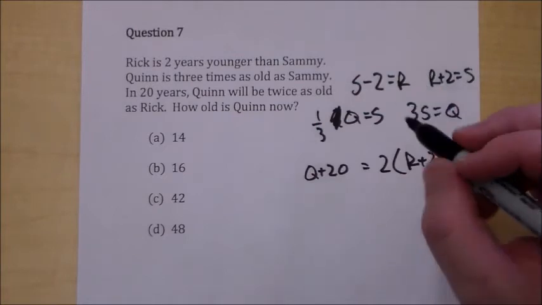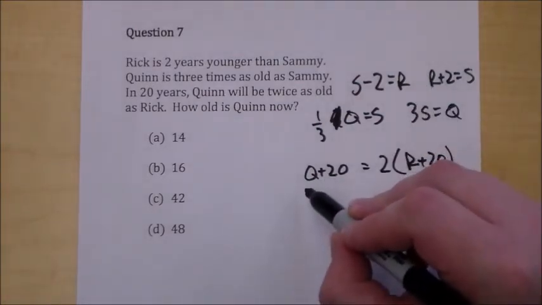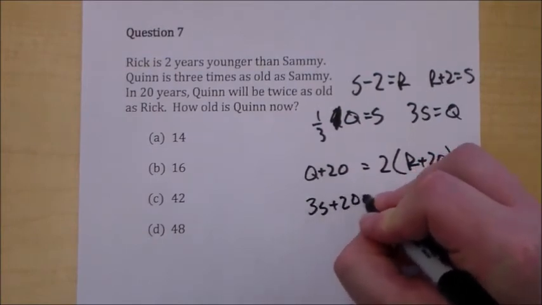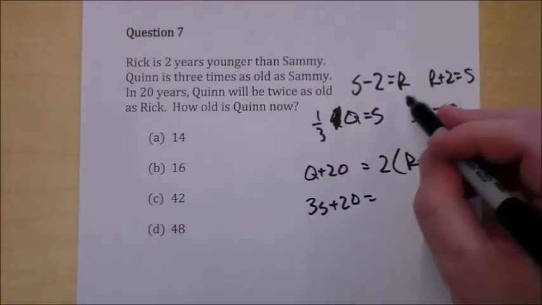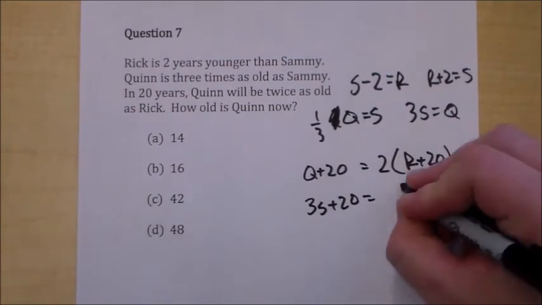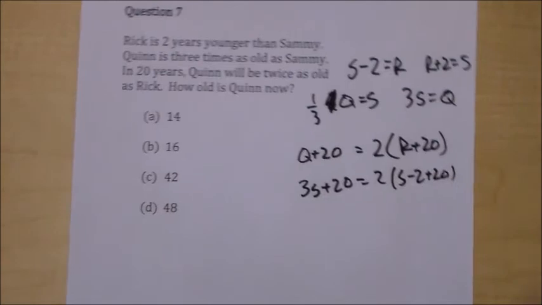So what is S in terms of Q? Well, Q equals 3S. So 3S plus 20 equals, what is R? R is equal to S minus 2. So S minus 2 plus 20 inside the parentheses, which I will multiply by 2.